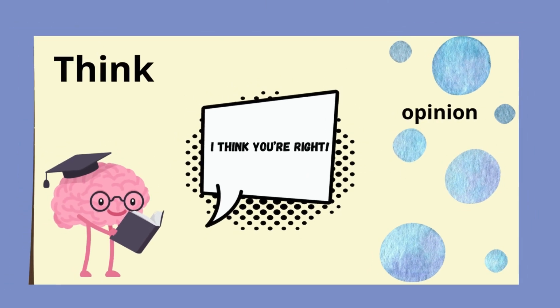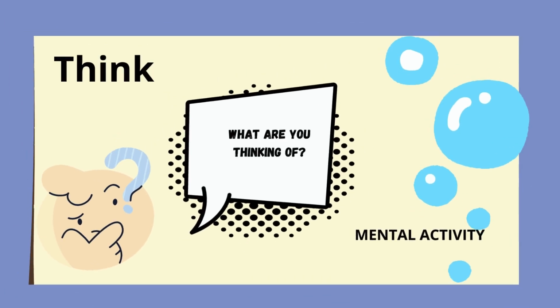For example, think. So these verbs could either be stative verbs or action verbs. Let's look, for example, at these verbs. The first is think. I think you're right. So we express now an opinion. We have an opinion about something, about someone. That's right. What are you thinking of? This is obviously expressing a mental activity.